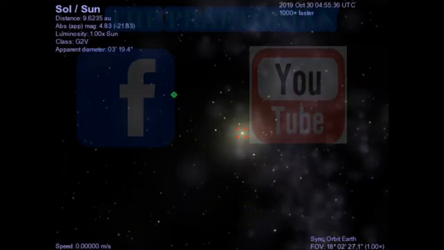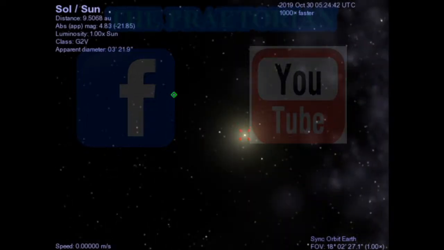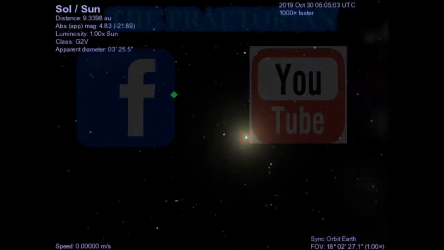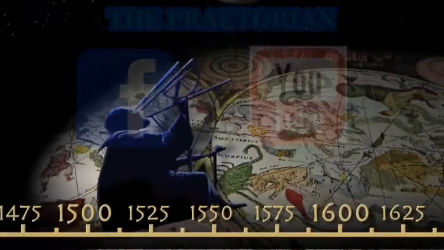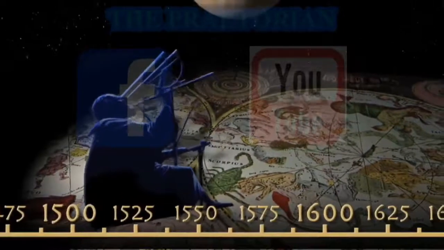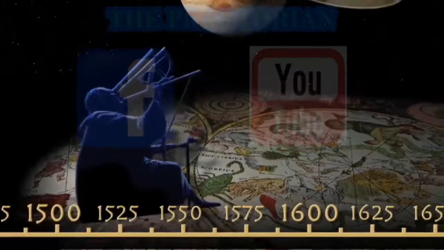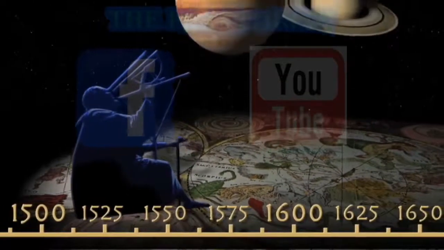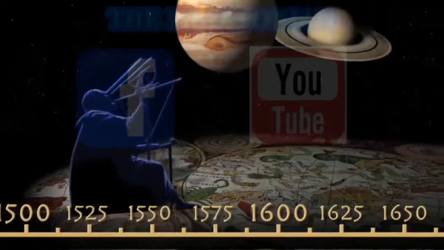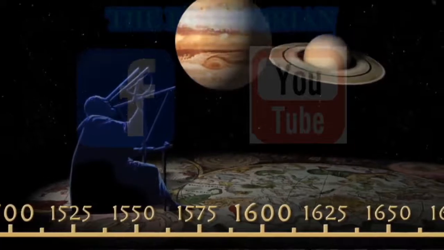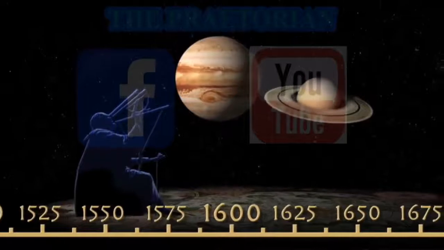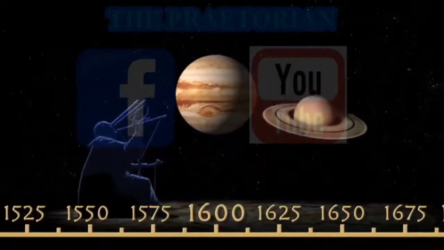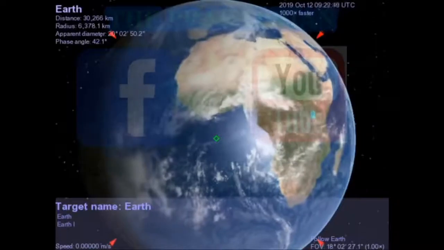Ecliptic system. The fundamental plane is the plane of the Earth's orbit, called the ecliptic plane. There are two principal variants of the ecliptic coordinate system: geocentric ecliptic coordinates centered on the Earth, and heliocentric ecliptic coordinates centered on the center of mass of the solar system. The geocentric ecliptic system was the principal coordinate system for ancient astronomy, and is still useful for computing the apparent motions of the Sun, Moon, and planets.